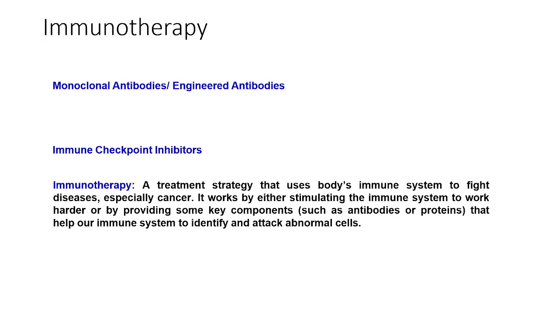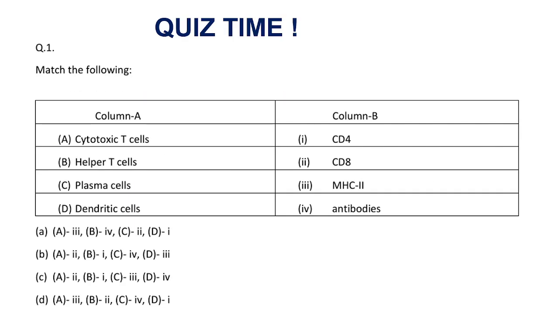You have the monoclonal antibodies, which are mostly laboratory-produced molecules designed to act as antibodies to target specific cells. And there are immune checkpoint inhibitors, which are also a type of immunotherapy that helps the immune system recognize and attack the cancer cells.